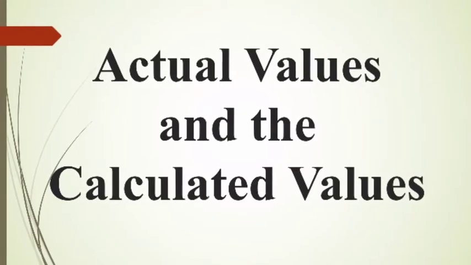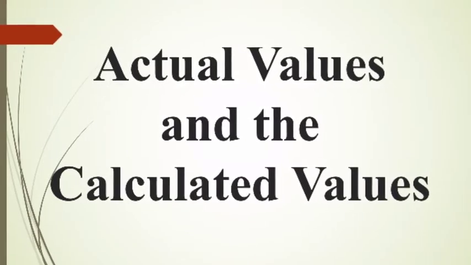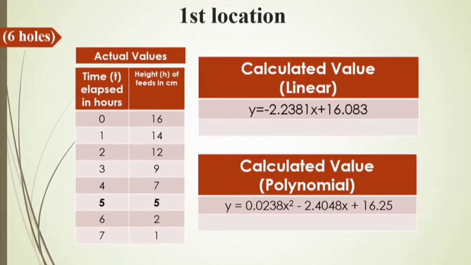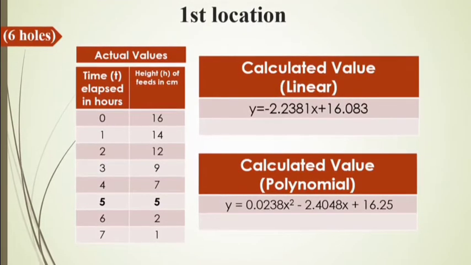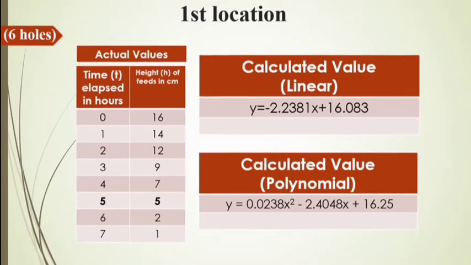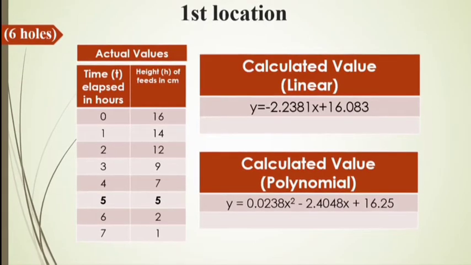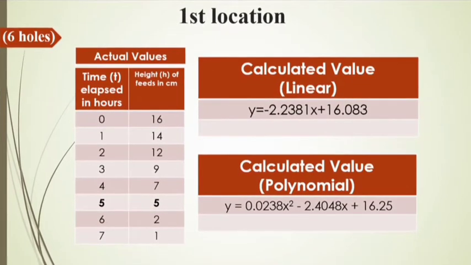Now, let's talk about the actual and the calculated values. Let's differentiate and compare the two values. For our first location that has 6 holes, this is our actual value and the other one is the calculated values for linear and polynomial values.